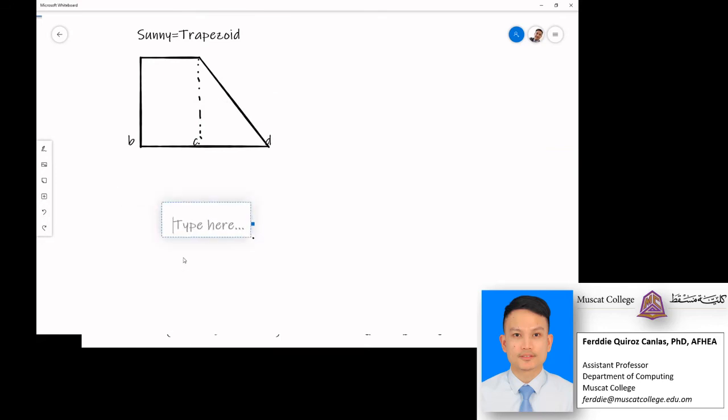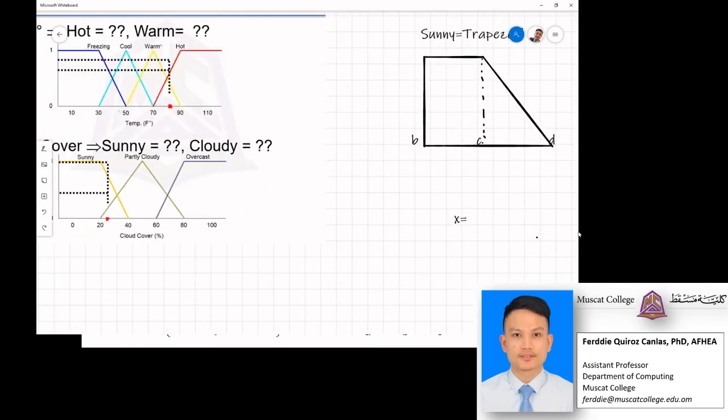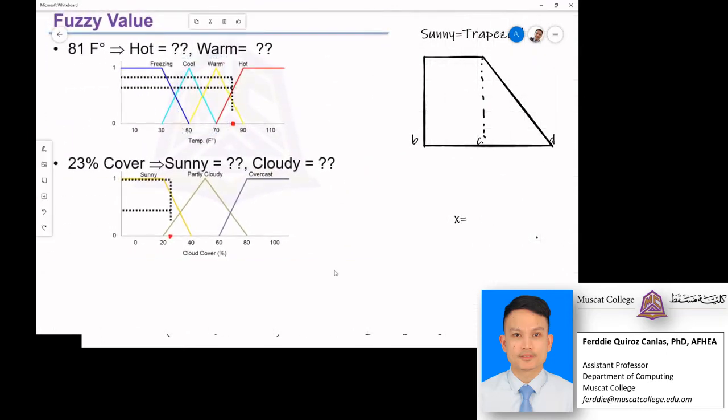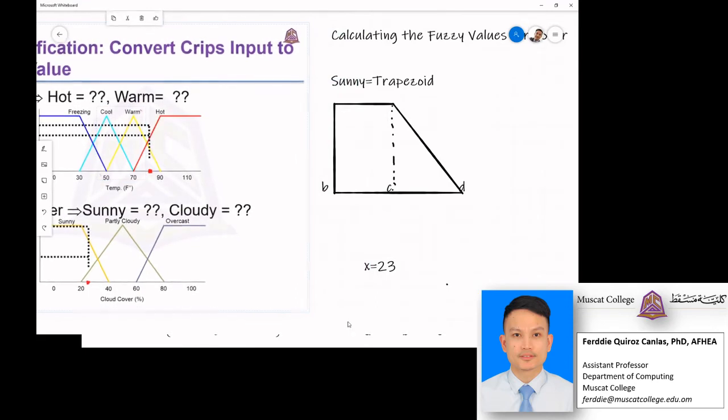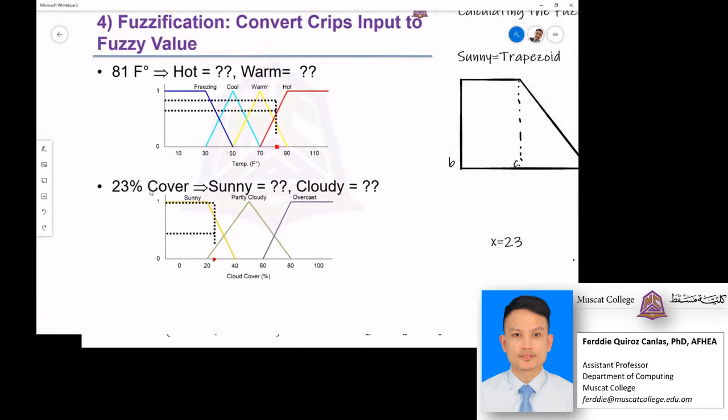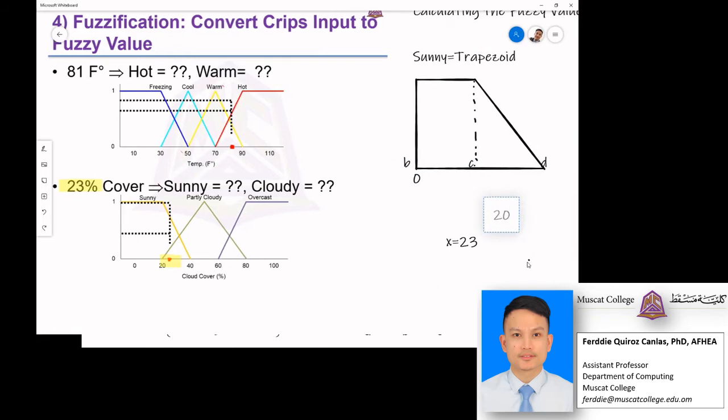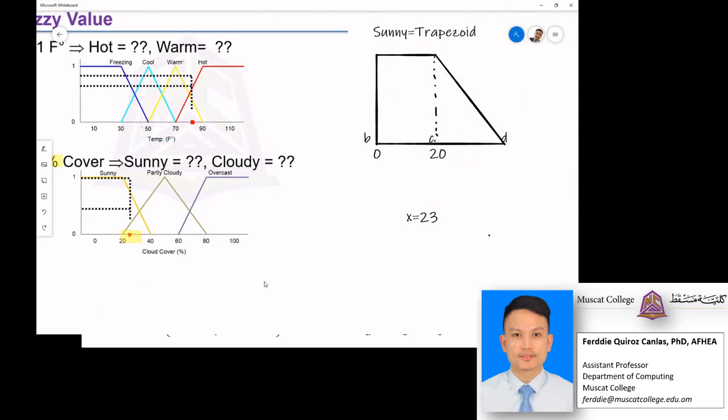What's the value of x here? X is how much based on the example? It's 23%, right? X is 23%. So we are calculating for this one, 23%. Let me just note what's the value of B. B is 0. How about the value of C? It's 20, right? How about the value of D? It's 40.